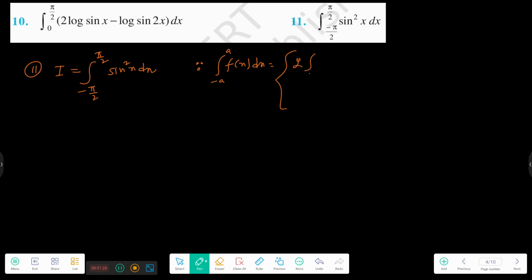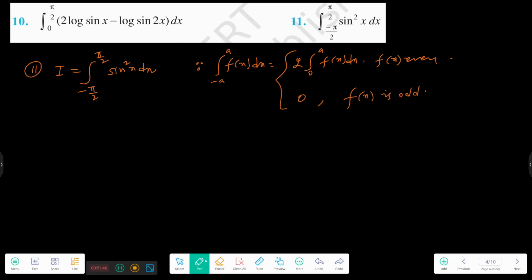For question number 11, I is equal to integral minus pi by 2 to plus pi by 2 sine square of x into dx is given. Sir, there is a whole square now, which will be an even function, I said. The property looks like integral minus a to plus a f of x dx is 2 times integral 0 to a f of x dx when f of x is even, and 0 when f of x is an odd function. But there is a square.